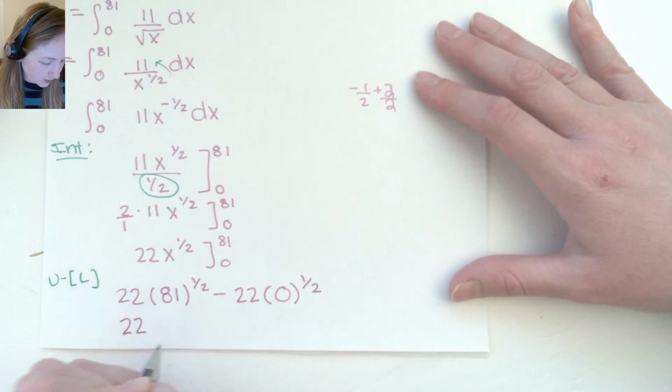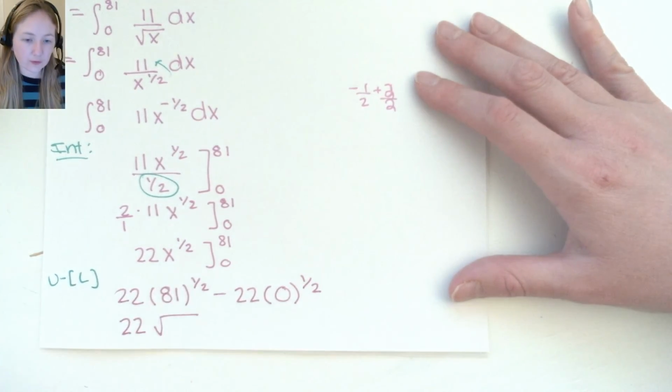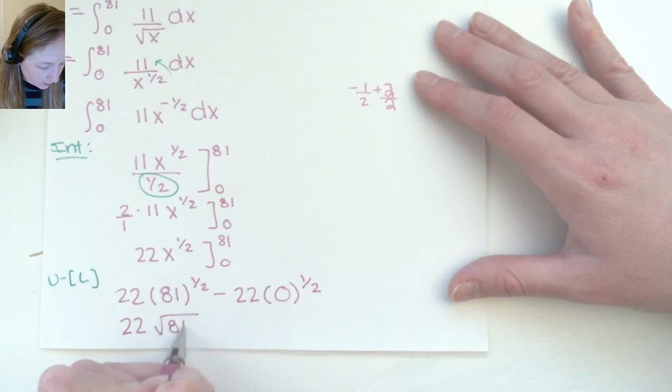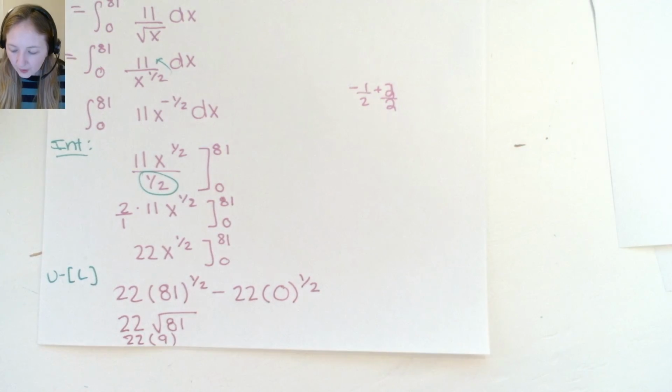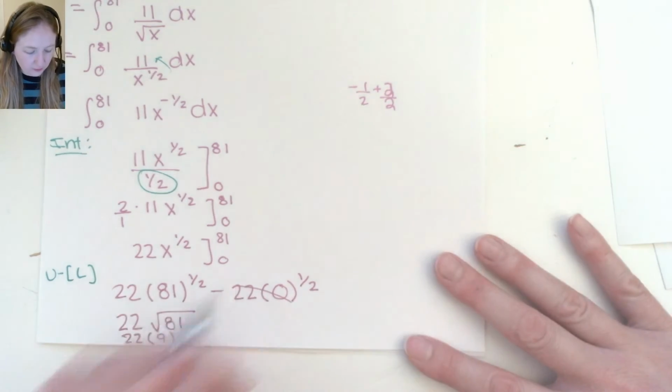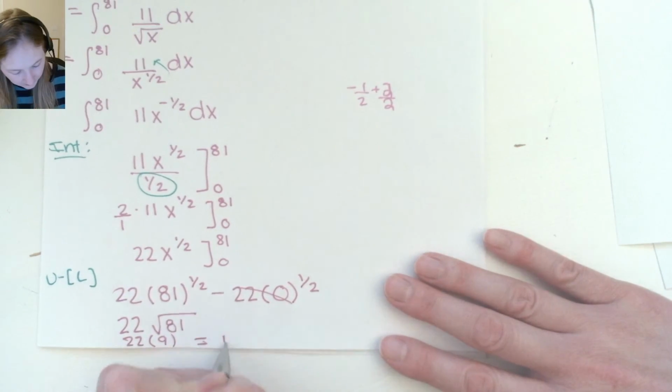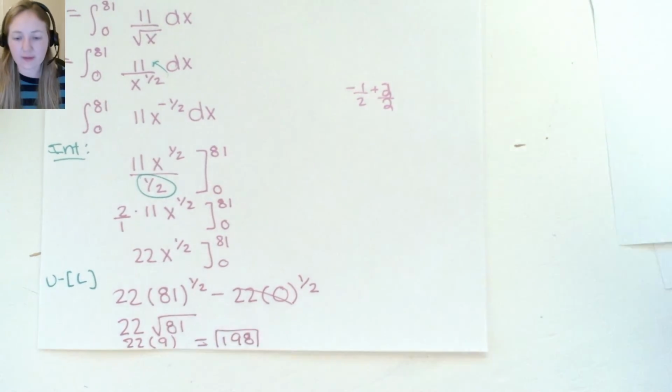So that will give us 22, and then square root of 81 will just be 9, so it will be 22 times 9. And then in this case, the second term just drops out. So 22 times 9 gives you 198, and that is your final answer.